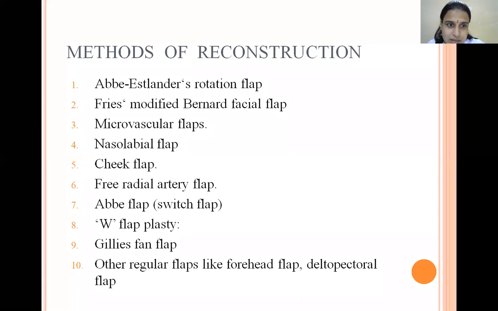blood supply. Okay. So just need to remember the names: Abbe-Estlander rotational flap, thrice modified Bernard-Webster facial flap. There are certain microvascular flaps, also the nasolabial flap, free radial artery flap, W flap, Karapandzic flap, Gillies fan flap.